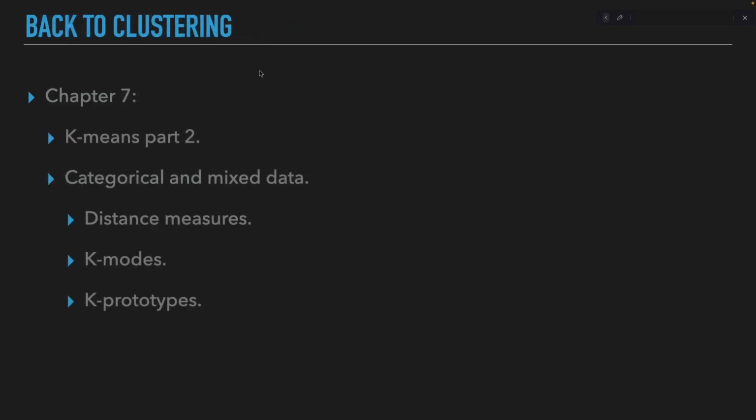And then in chapter 7 we will continue learning about clustering. We will learn more about k-means clustering algorithm. We will introduce categorical and mixed data, and for this data we will learn about distance measures, k-modes clustering algorithm, and k-prototypes clustering algorithm.